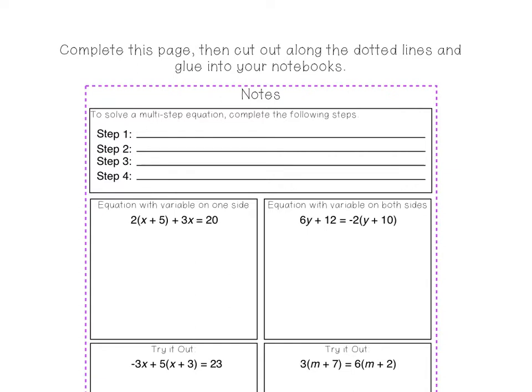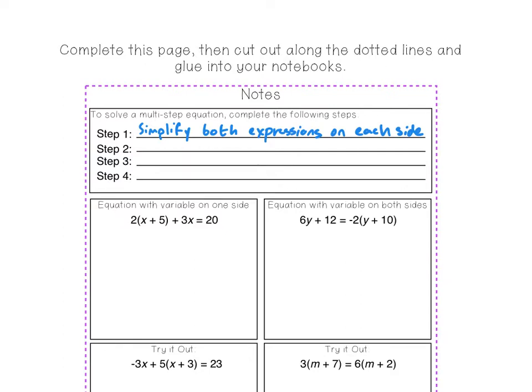Step 1 is to simplify both expressions on each side. Okay, so you want to simplify both expressions on each side. And when I say on each side, I mean on each side of the equal sign. All right, so simplify both expressions on each side.